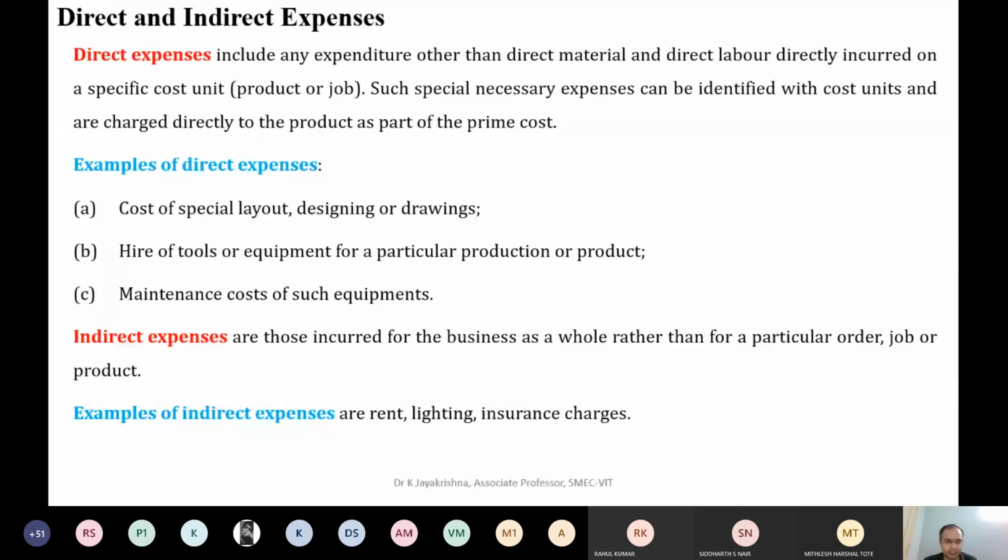For example, direct expenses are the cost spent on making a layout, designing drawings, hiring of tools to run the machines. Say, if I want to produce an automobile door panel, you require a tool, a forging die, or in the case of an injection molding machine, as we always say, we require a die to manufacture the product. These are the direct tooling costs, so they come under direct expenses. And maintenance costs also come under direct expenses, because that is very much essential to run the business.